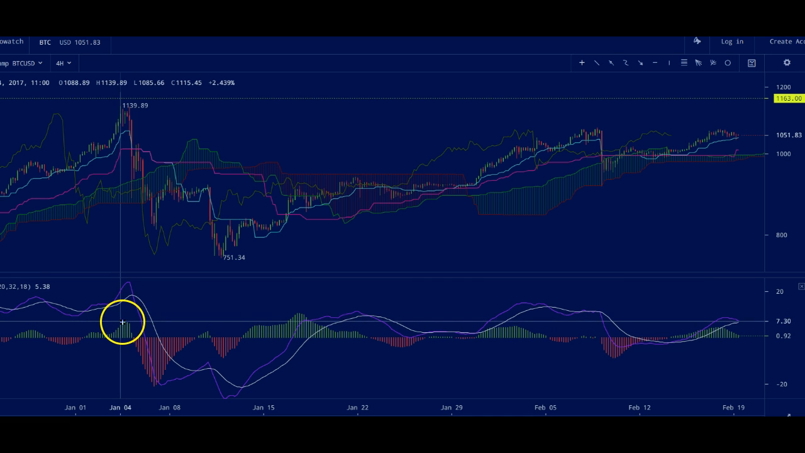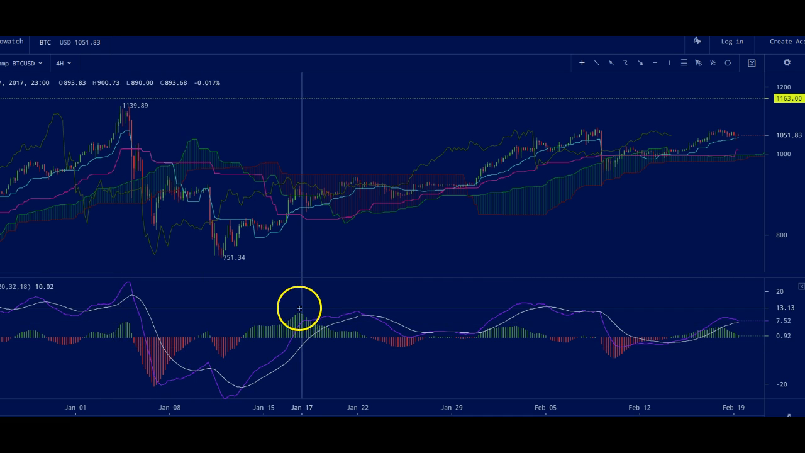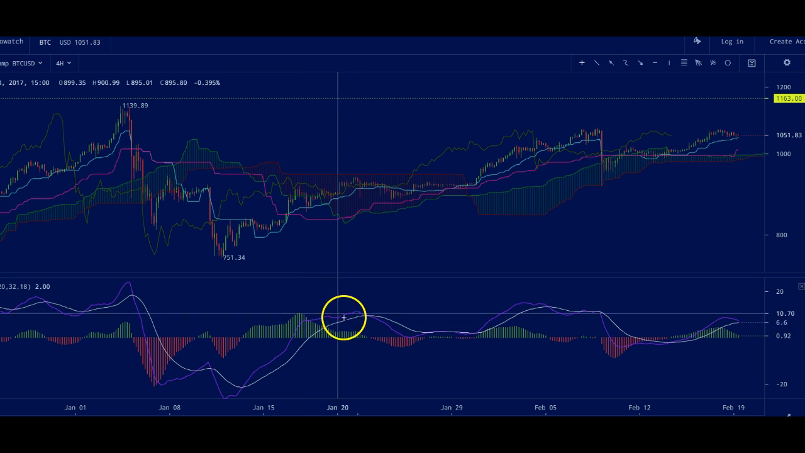You can see here there wasn't a div. We made a higher high in price, higher high in MACD, higher high in price, higher high in MACD. You can see here there was a lower MACD, higher price, and it kind of went sideways from there. So how you want to play that's up to you. Just be aware of those things as you're entering or closing trades.